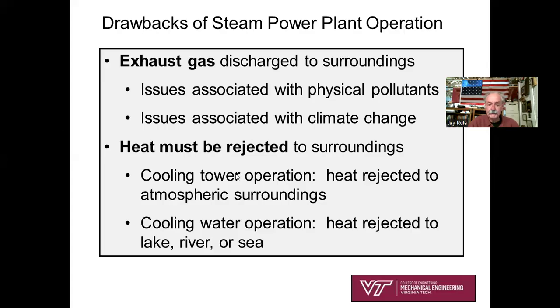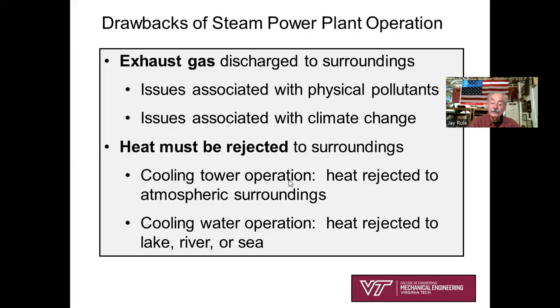So you've got two choices when you're running a steam plant. Either you can have a cooling tower operation, kind of like what you saw in that image of the John Amos plant, where heat is rejected to the atmospheric surroundings by way of a cooling tower. You saw that big plume of steam vapor, right? That's just evaporate. That's cooling water that's being evaporated into the air.